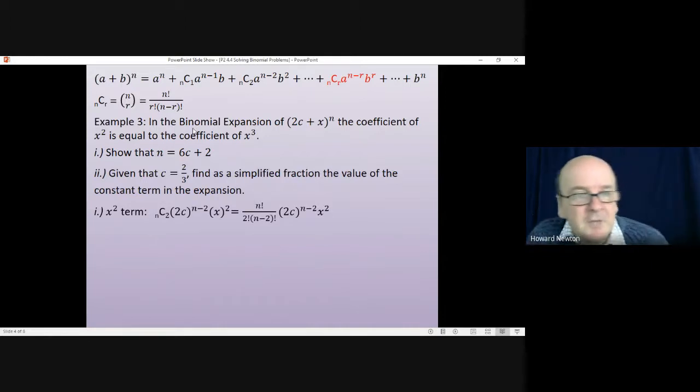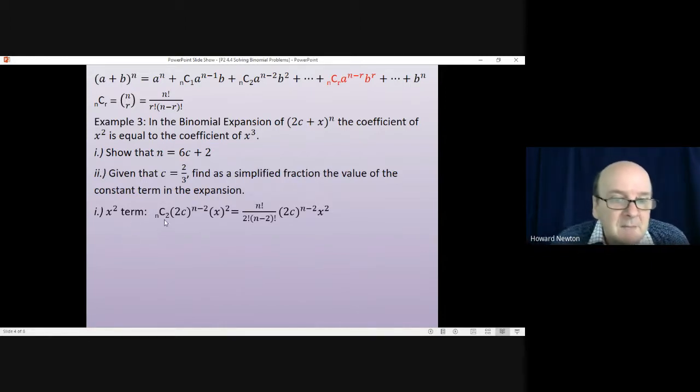So first of all, we're going to work out the coefficient of the x squared term. That'll be nC2 times by 2c to the power of n minus 2 times by x squared. That'll be the x squared term. Now, the significant thing really is what we do with the nC2. We don't know n, so we can't work out the value. But what we can do is use this little expansion for how we calculate nCr. So nC2, using this, will be equal to n factorial divided by 2 factorial times by n minus 2 factorial. And then we'll have the 2c to the n minus 2 and the x squared.